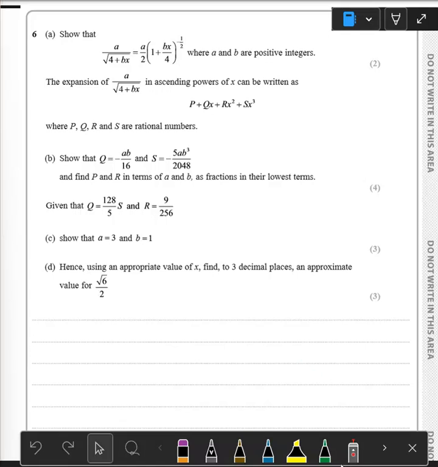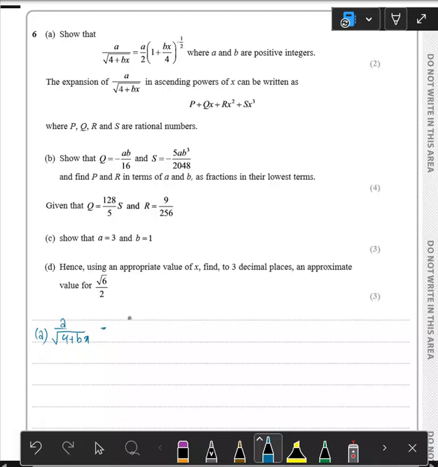So for the first part of this question, we need to show that a by root over 4 plus bx is equivalent to a by 2 bracket 1 plus bx divided by 4 to the power negative half, where a and b are positive integers. So we need to show that this thing is equivalent to this. So let us write down the given expression, which is a by root over 4 plus bx, right?